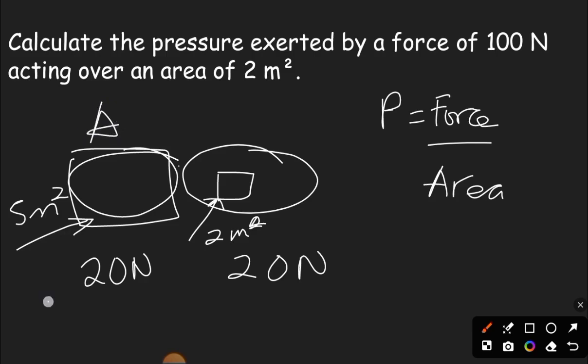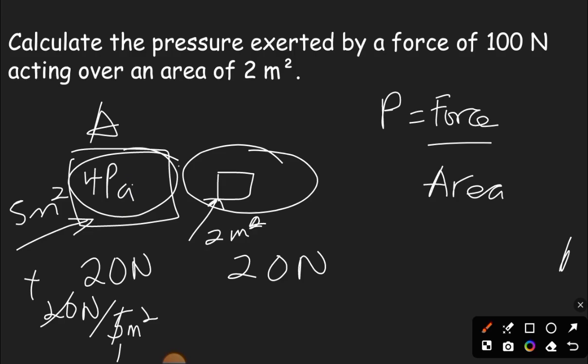the force is 20 Newton, the area is 5 meters squared. So we are going to have 5 here, 1, 5 here. So we have a pressure of 4 Pascal. And for this side as well, we have force of 20 Newton over an area of 2 meters squared. We are going to have 2 here, 1, 2 here, 10. So we are going to have 10 Pascal.